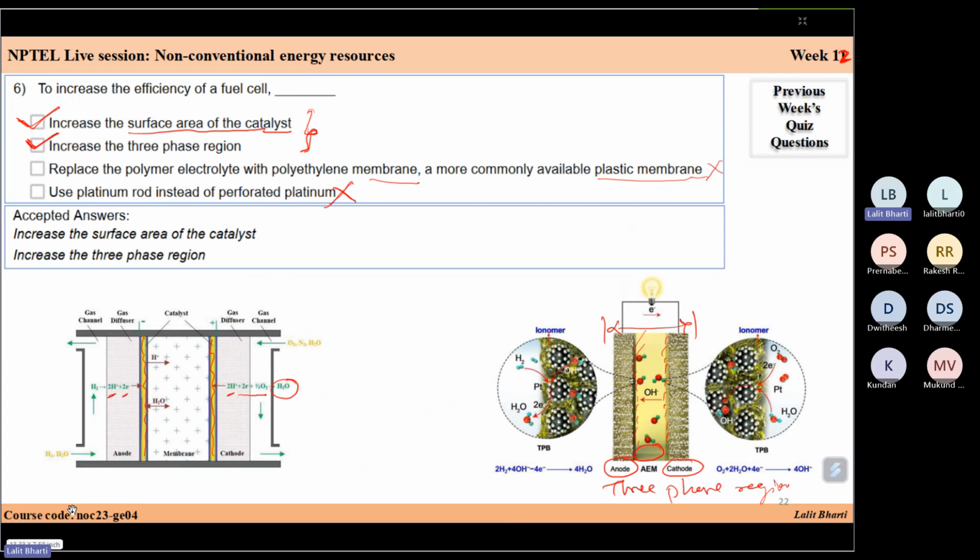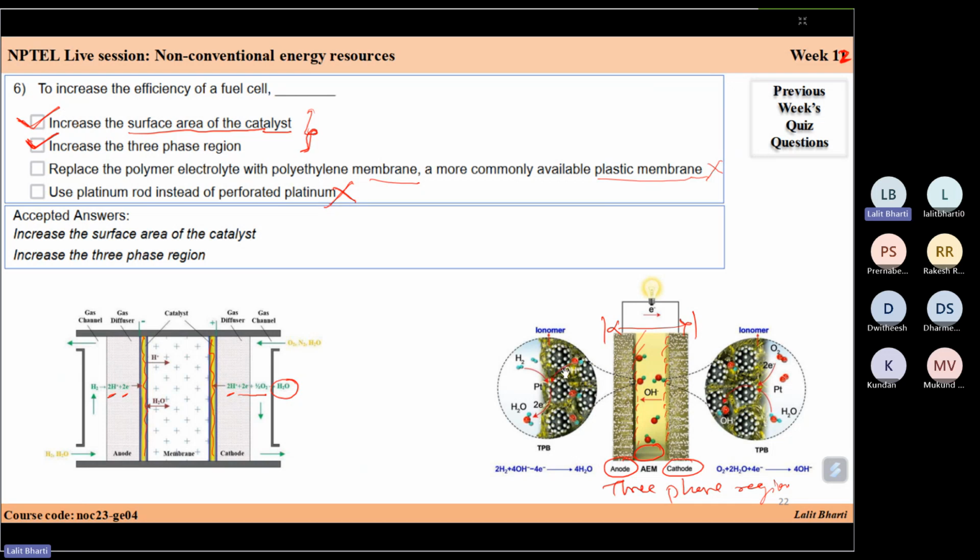Then we have the next question. To increase the efficiency of a fuel cell, what do we need to do? The first option is to increase the surface area of the catalyst. That is correct, because we know the reaction happens at the surface of the catalyst. So if we have a higher surface area of catalyst, the reaction will be higher.